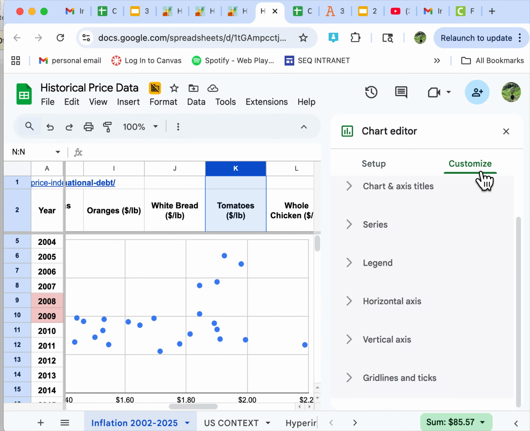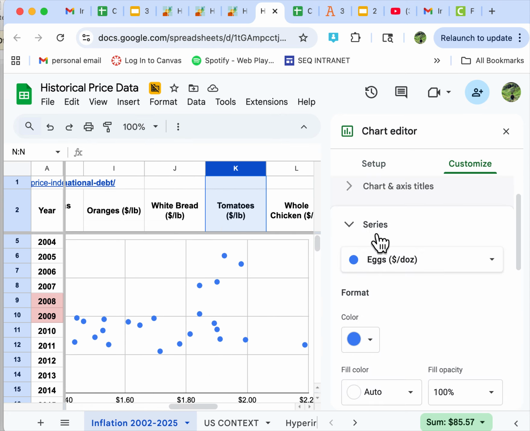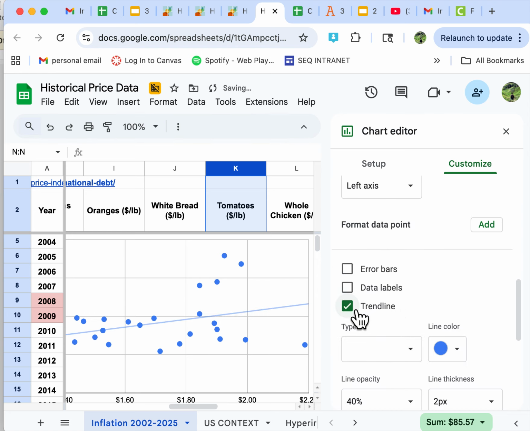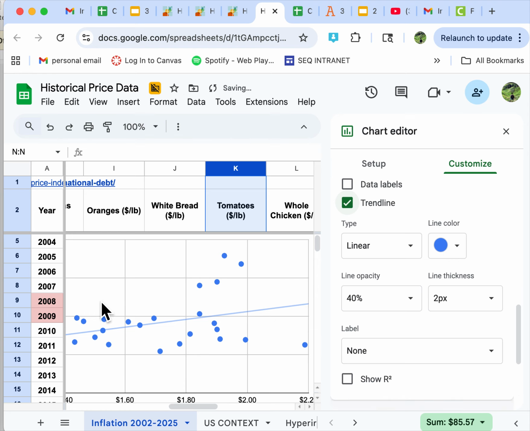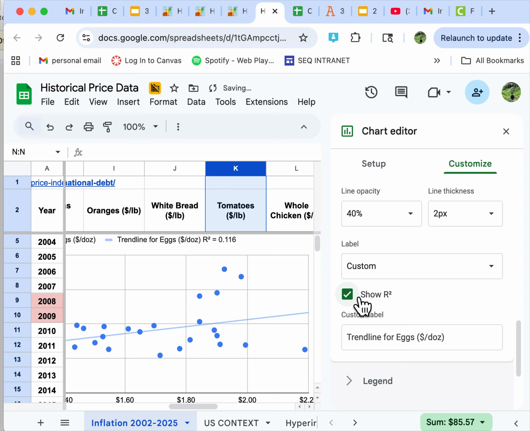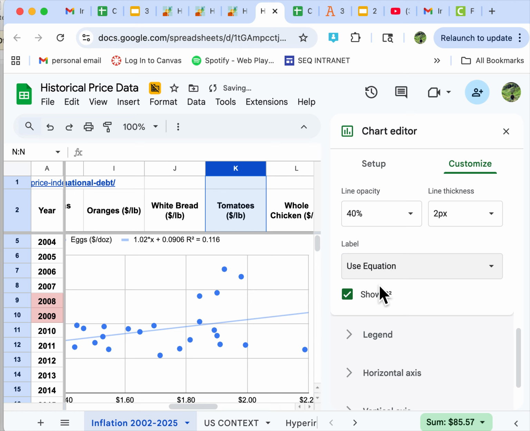Okay, now to get the line, we go to Customize, Series, scroll down, Trend line is what we want. So now we have our best fit line here. Let's look at what the R squared is. And right above where the R squared button is, this label, we want to use the equation.